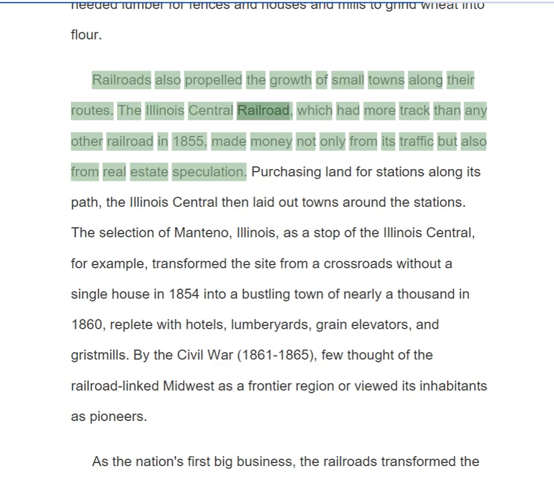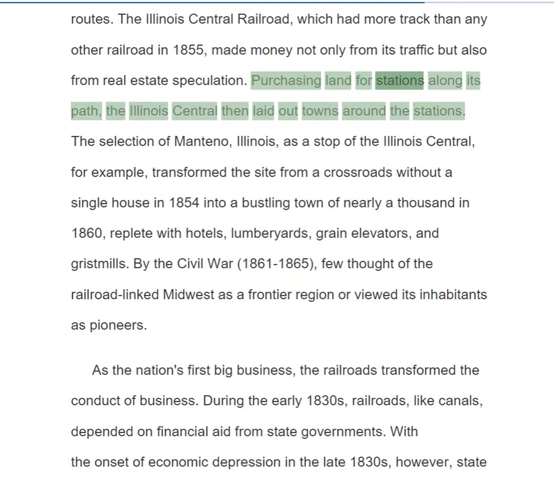The Illinois Central Railroad, which had more track than any other railroad in 1855, made money not only from its traffic but also from real estate speculation. Purchasing land for stations along its path, the Illinois Central then laid out towns around the stations.